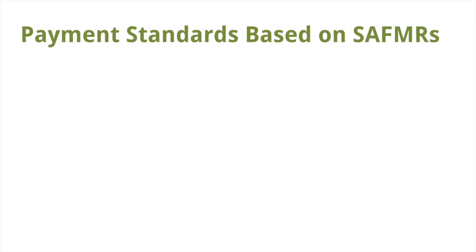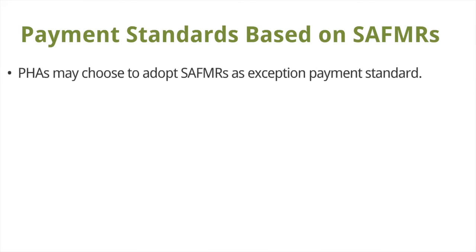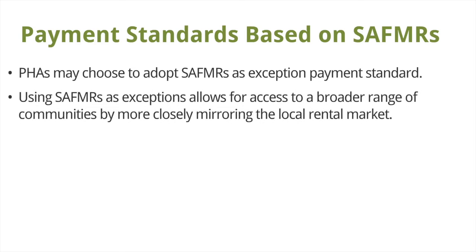An exception payment standard is a payment standard amount on the PHA payment standard schedule that exceeds 110% of the published FMR. Why would a PHA want to use an exception payment standard? Using small area FMRs as exceptions can be useful when the metropolitan FMR allows for HCV families to have a meaningful choice of units within the majority of the PHA's jurisdiction, but the PHA wishes to increase payment standards within specific areas. The higher payment standards will allow for access to a broader range of communities by more closely mirroring the local rental market.